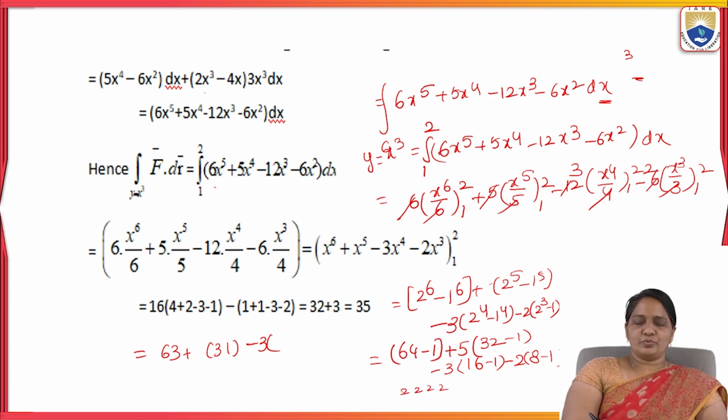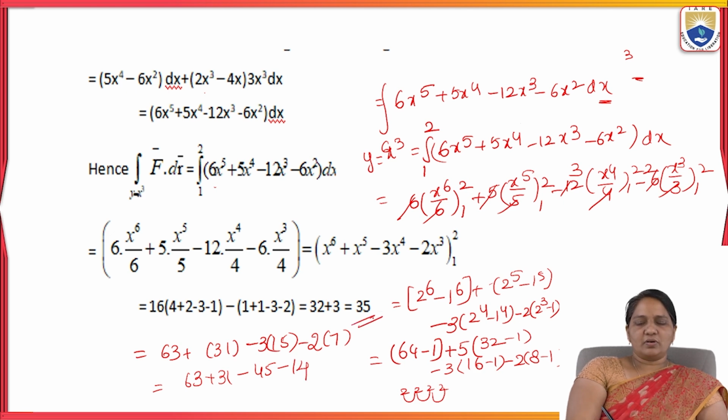2 power 4: 2 2s are 4, 4 2s are 8, 8 2s are 16. So 16 minus 1 is 15. 3 into 15, minus 2 into 2 cube, that is 8 minus 1 is 7. So now finally 63 plus 31 minus 15 is 45, minus 40.